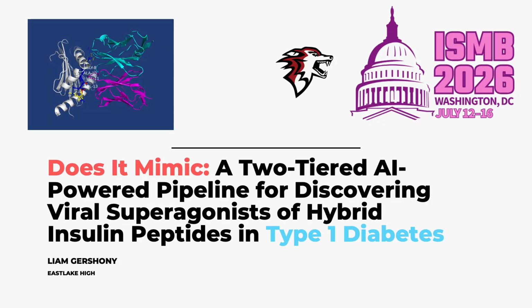Hi, I'm Liam Gershoni, and my project is called Does It Mimic? It explores how certain epitopes from viruses and bacteria may be involved in triggering type 1 diabetes by mimicking certain self-autoantigens found in our pancreas called hybrid insulin peptides.